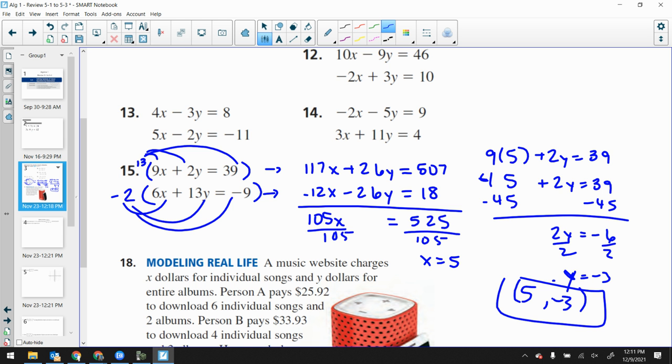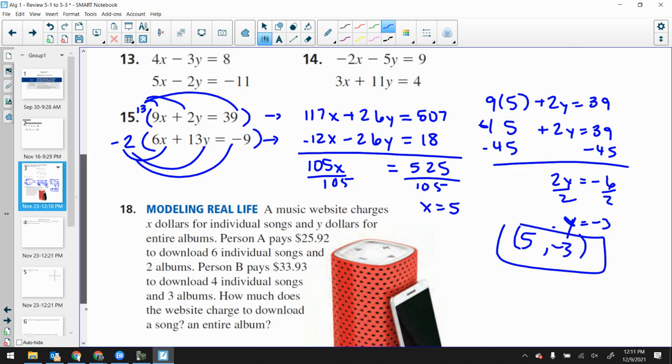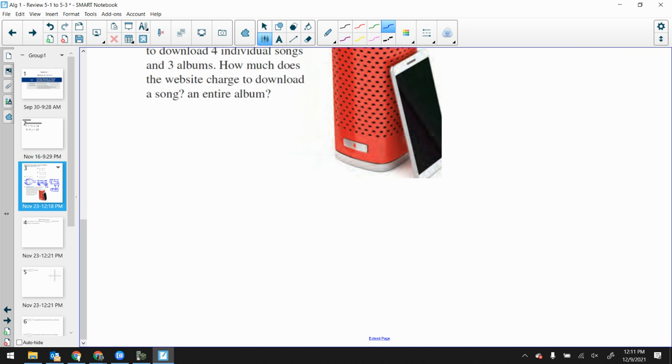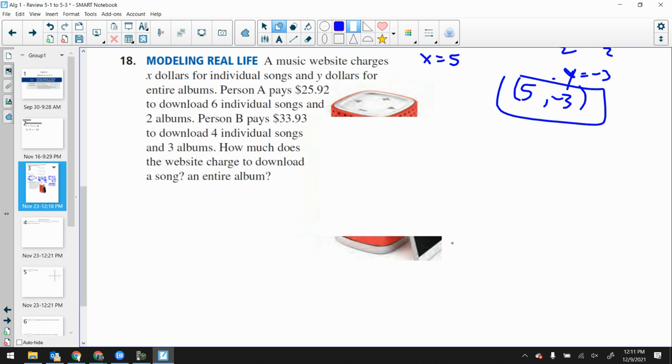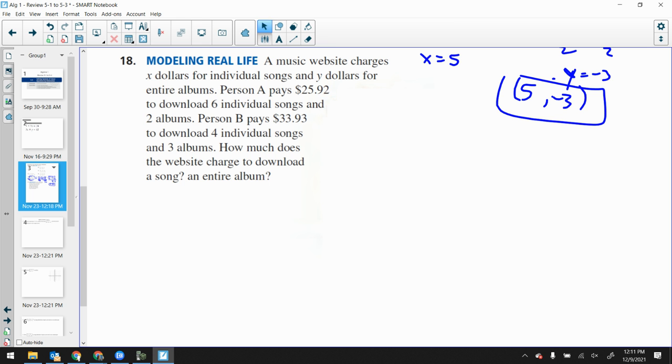All right, let's take a look at 18. Now, I said again that number 18 was very similar to the donut problem that we had yesterday. I'm going to get rid of this so I can write over here. Okay, there we go. A little photoshopping there.